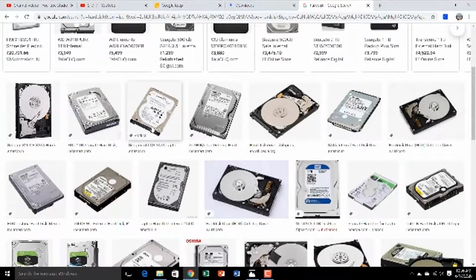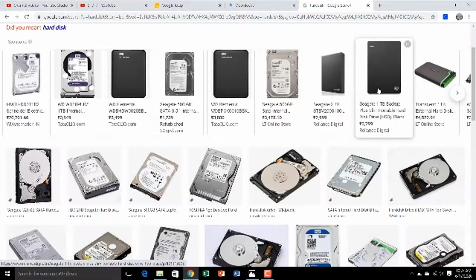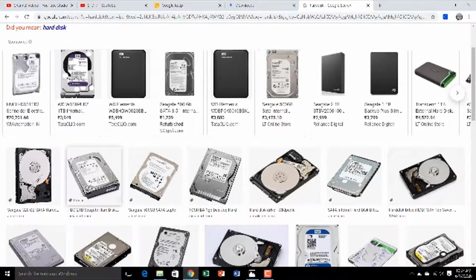These are internal storage devices. This kind of hard disk is attached inside your CPU. But with hard disks, we get two types: external hard disk and internal hard disk. What is an external hard disk? An external hard disk looks like this. See, these black ones are external hard disks, and these white colored ones are internal hard disks.